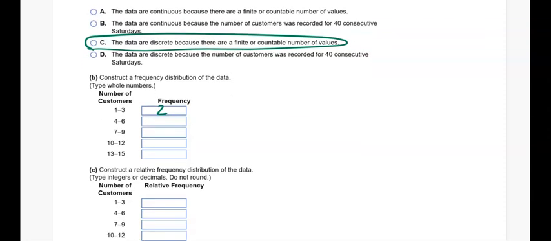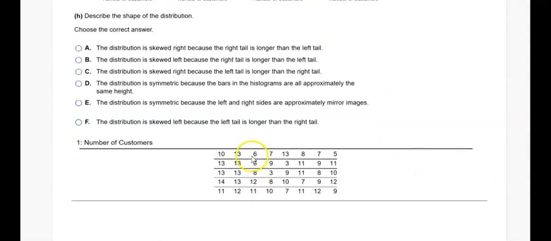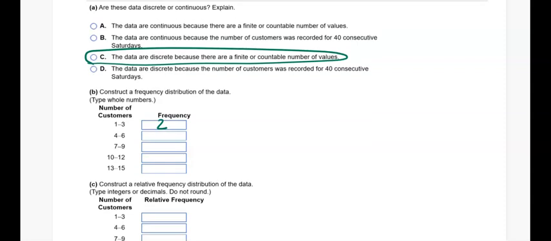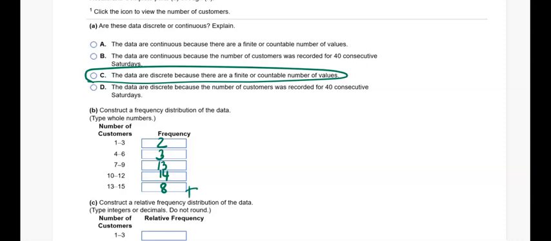Similarly, you count for the second class, 4 to 6. How many customers are between 4 and 6? Again, you look for any data value between 4 and 6 and see how many. I'm not going to do that, but I already counted for you. It's going to be 3, and next 13, next 14, next 8. So that's called the frequency distribution of the data. And if you add all the frequencies, the total is going to be 40 data.